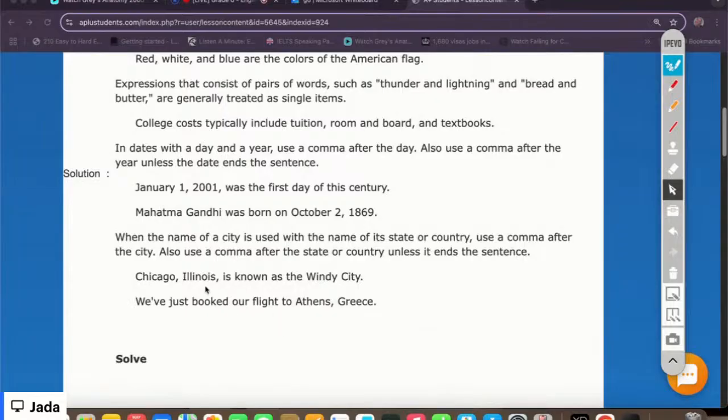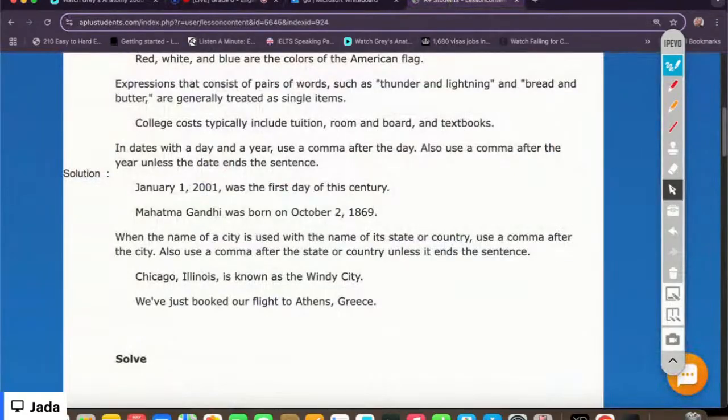So next up we have when the name of a city is used with the name of its state or country. You have to use the comma after the city. Also use the comma after the state or country unless it ends the sentence. So you have to put a comma in between the city and the state, okay?